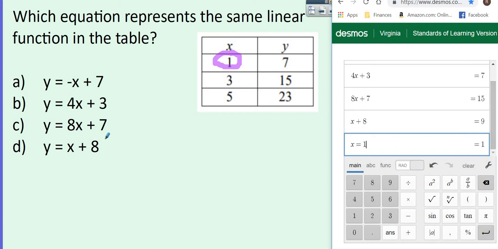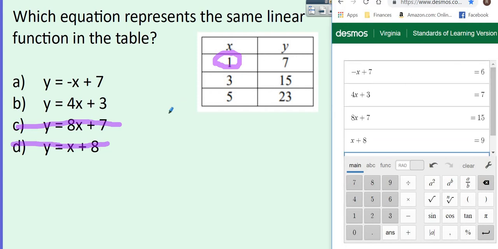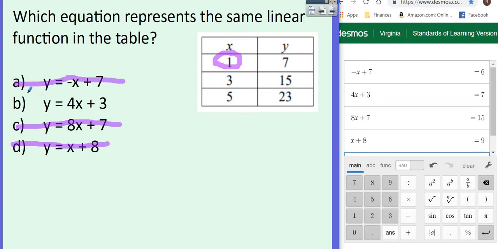x plus 8 gives me 9. That means not an answer. 8x plus 7 gives me 15. Not an answer. 4x plus 3 gives me 7. Well, that very well could be it. And -x plus 7 gives me 6. That's not an answer. So right away we know it is B.